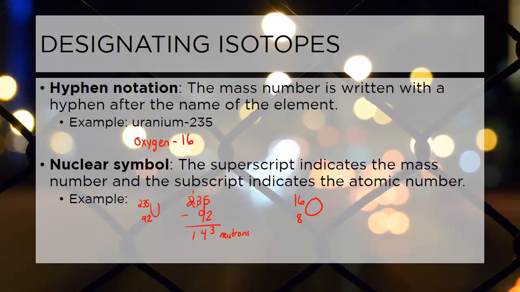Questions there? So you can see that written out. The number of neutrons is found by subtracting the atomic number from the mass number. And you might hear the word nuclide for a specific isotope. So if I'm talking about the chlorine-35 nuclide, I'm talking specifically about that isotope of chlorine.